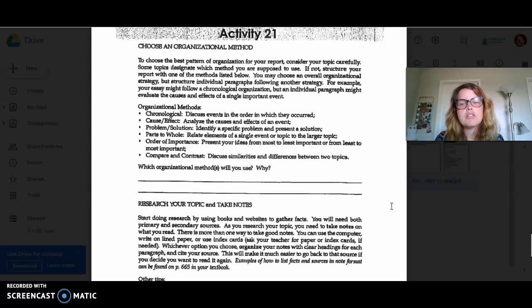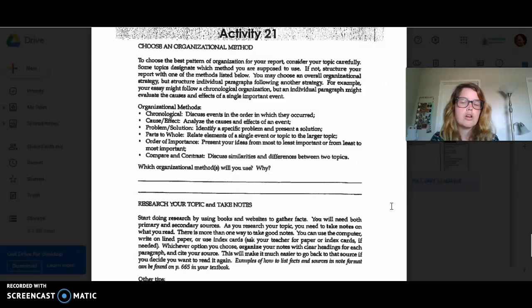So organizational methods, chronological. This happened, then this happened, then this happened. This is the beginning, this is the end. Cause and effect. This thing caused this thing. Problem and solution. This was the problem, this is the solution. Parts to a whole. This is all of the things, and then this is what it led to. Order of importance. So this happened, this was the most important, and so on and so on. And then compare and contrast. This is different from this thing. If you choose that last one, that's the perfect one.